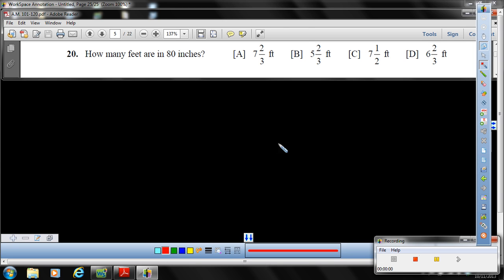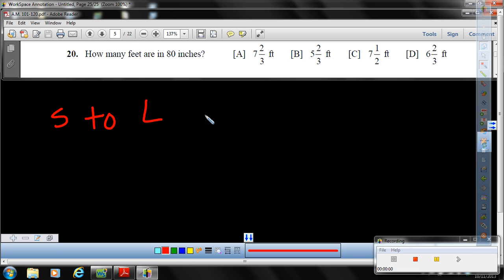Accelerated Math Objective 113. Convert between customary units of length using fractional amounts. Alright, the first thing we need to remember when we convert any unit is that when we go from small units and we convert to larger units, we divide. And if we're going from large units and we're converting them into smaller units, we multiply.